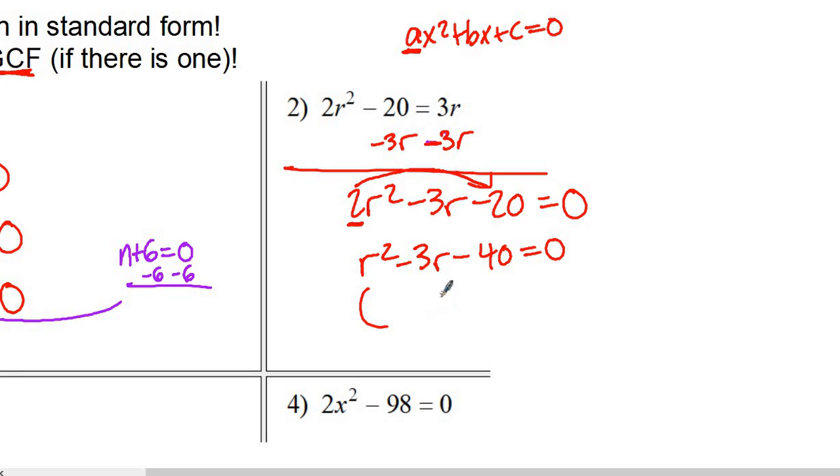So we're looking for numbers that multiply to negative 40, and the only things that multiply to a negative are one positive times one negative. And then also that add to negative 3, and that's going to be negative 8 times 5 would be negative 40, and negative 8 plus 5 would be negative 3.